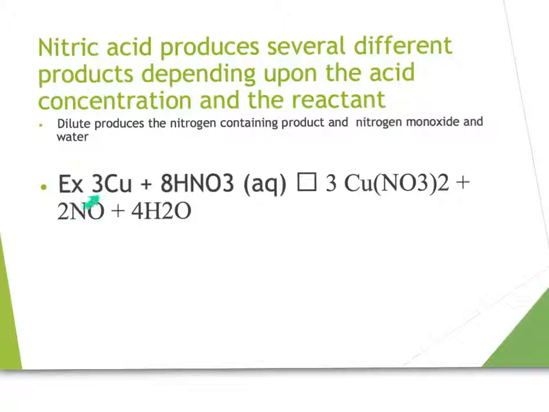Here we have copper plus dilute nitric acid. The copper will trade places with the hydrogen. We will form copper nitrate, copper +2, nitrate -1, crisscross. It will also make nitrogen monoxide and water.